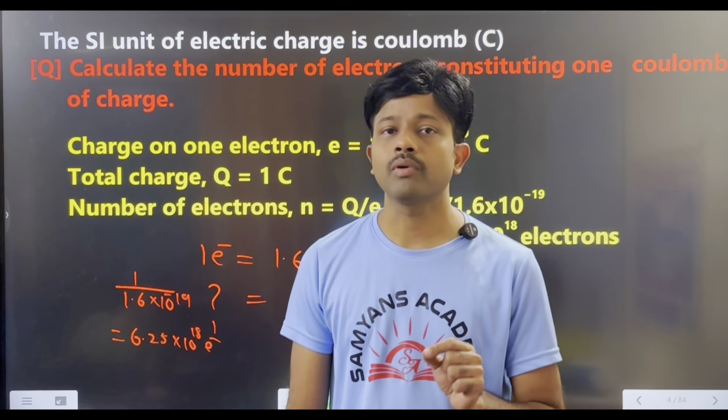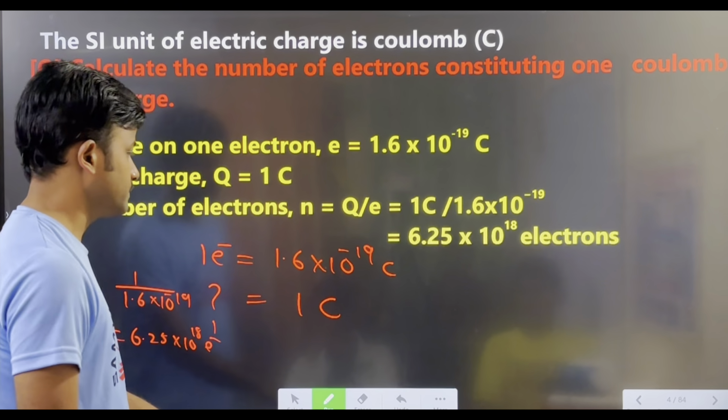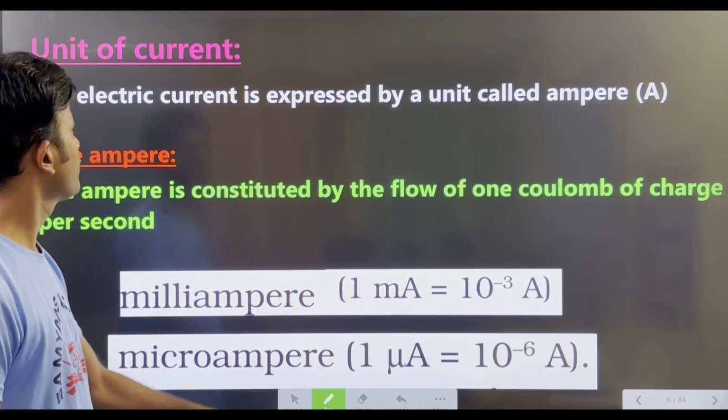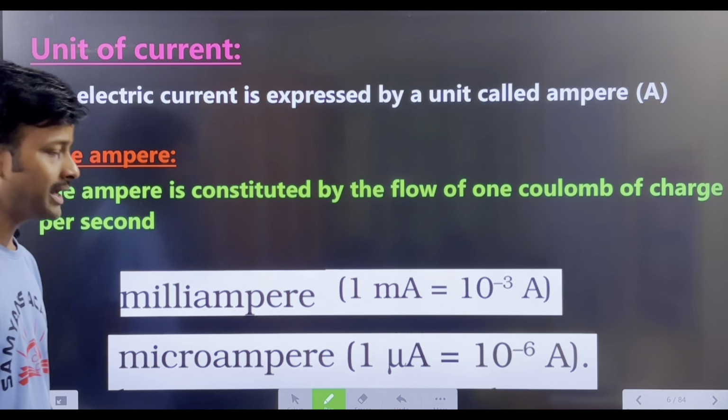6.25 into 10 to the power of 18 electrons. Is it clear, everyone? And move on to the next one. Next here, unit of current. The electric current is expressed by a unit called ampere.